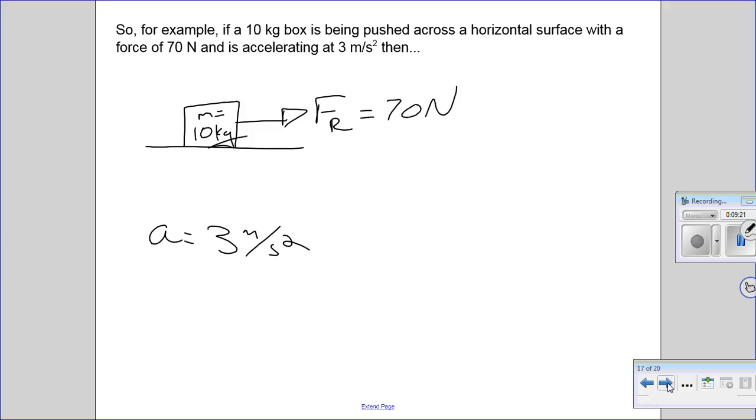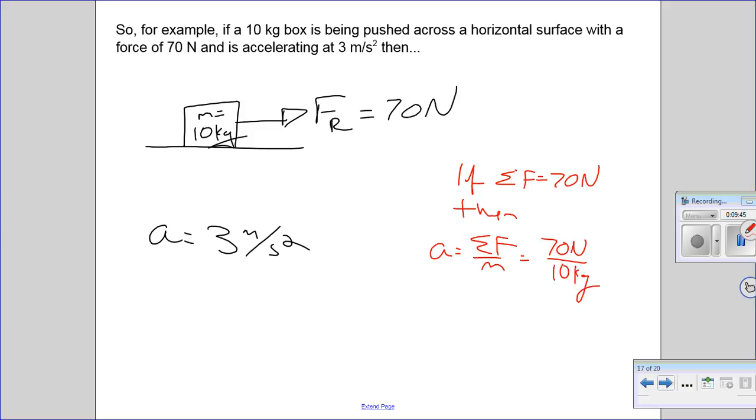There's a problem here. This sort of doesn't add up, does it? Because if 70 newtons was my only force, so if my net force is 70 newtons, then my acceleration would be net force over mass, which is 70 newtons divided by 10 kilograms. You don't have to do this, but just to follow up on the previous point, that 70 newtons is 70 kilogram meters a second squared, divided by 10 kilograms, and so you'd get 7 meters a second squared. Well, that doesn't jive with what I told you the acceleration was. So there's got to be something wrong here.